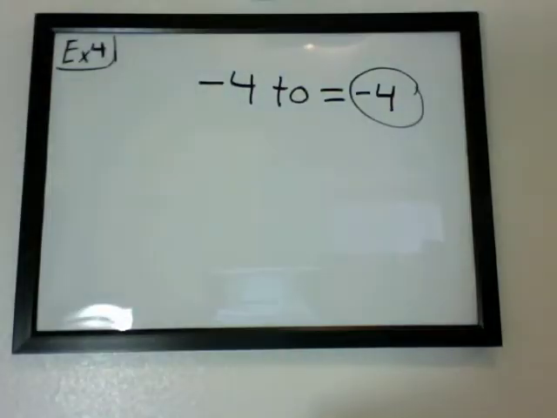Example number 4. So when you're adding any negative number to 0, it will just stay the same. So your answer to this negative 4 plus 0 would just be negative 4. And that would be your final answer.